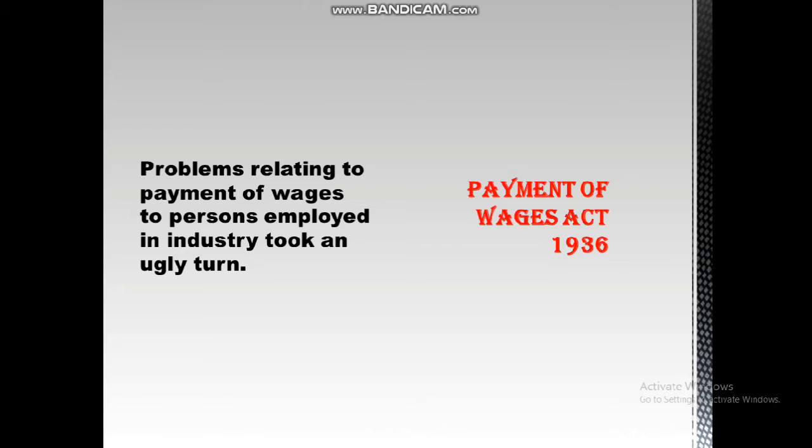A motion for the reference of the bill to a select committee was tabled, but the motion could not pass and the bill lapsed. So the Payment of Wages Bill was again introduced in the Legislative Assembly. The Payment of Wages Bill 1935, having been passed by the Legislative Assembly, received its assent on 23rd April 1936, and it came on the statute book as the Payment of Wages Act 1936.